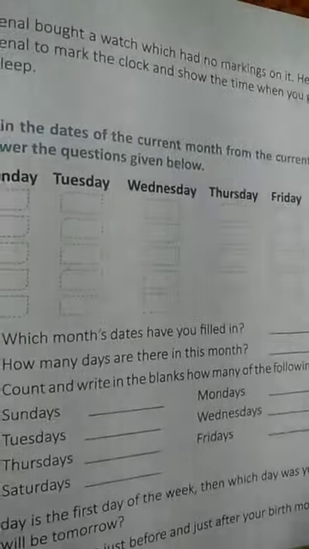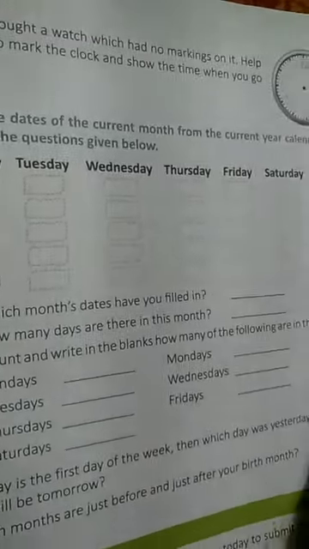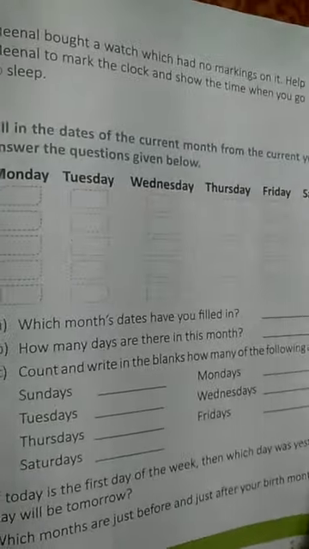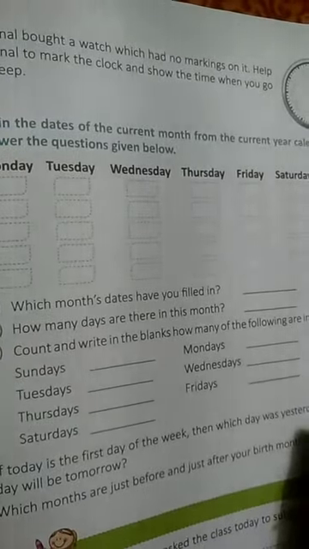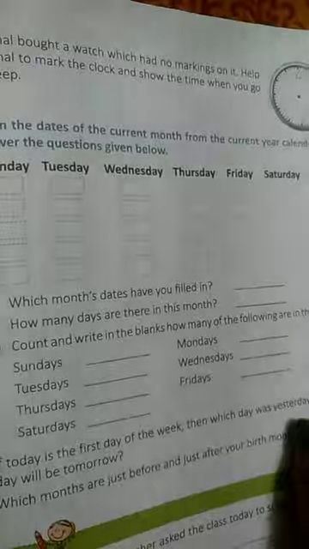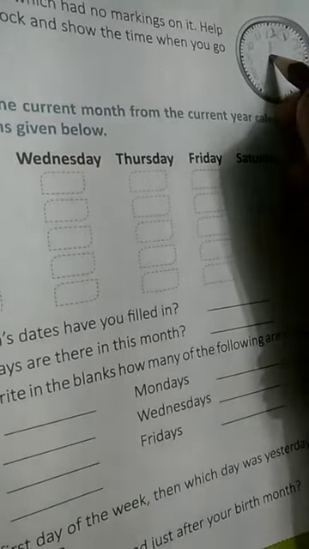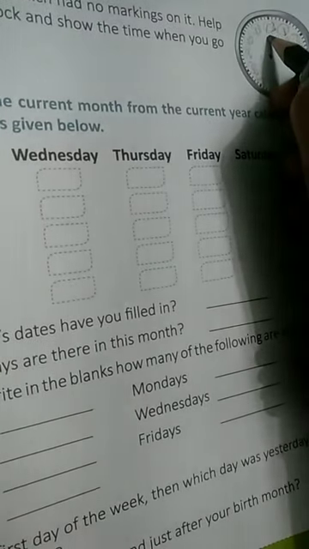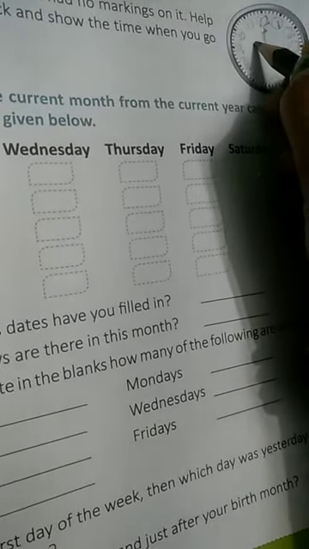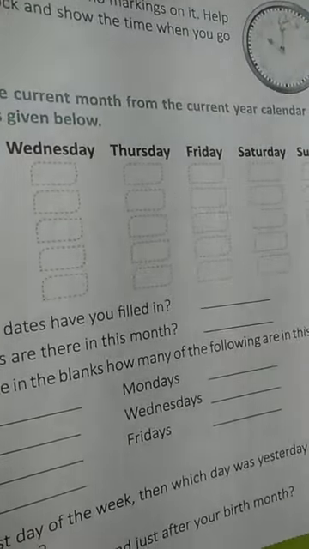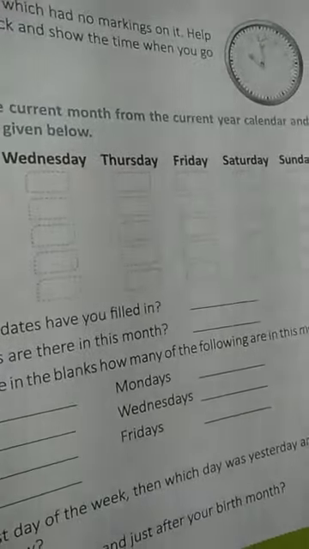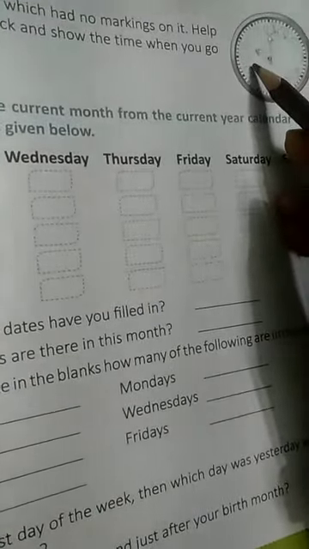Now the question is asking at which time Meenal goes to sleep. Usually we sleep at 10 o'clock, so we make a hand which shows 10 o'clock. If you sleep at 9 o'clock, then keep your hour hand at 9.